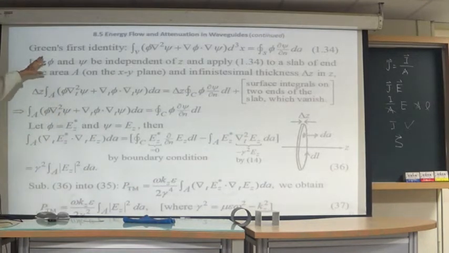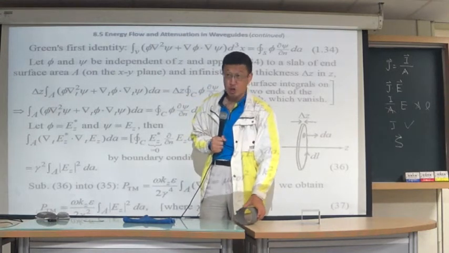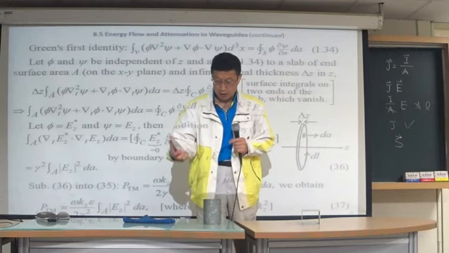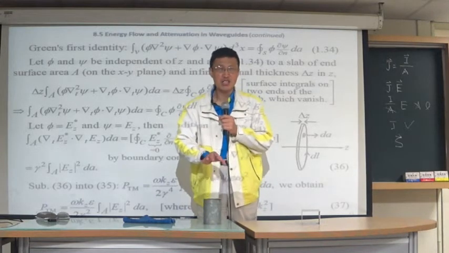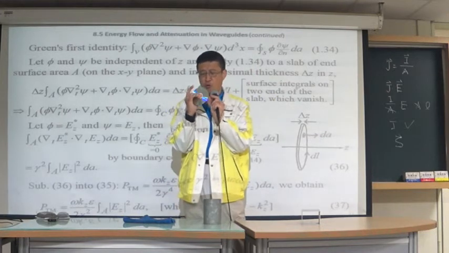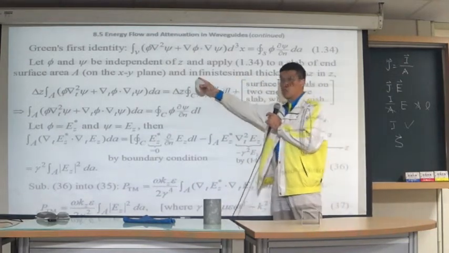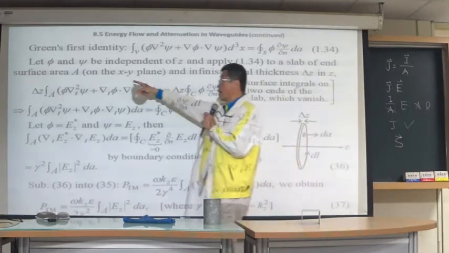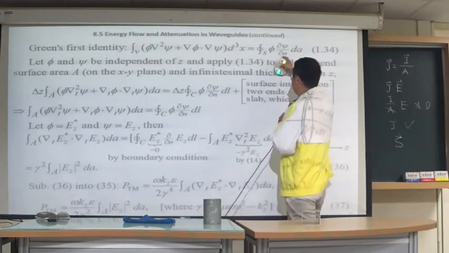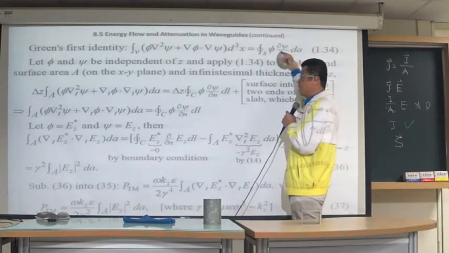Okay? Let's consider the simplest case. This is the waveguide, a cylindrical waveguide. And just imagine the cross section is exactly the same. So we just consider a very small thickness. Here we assume infinitesimal, extremely small, and the cross-sectional surface area here, A. The surface is extremely small, so you can imagine this part is very, very small, probably zero.